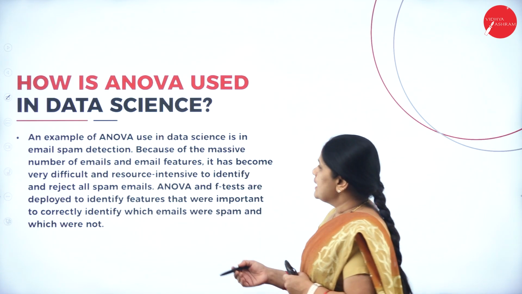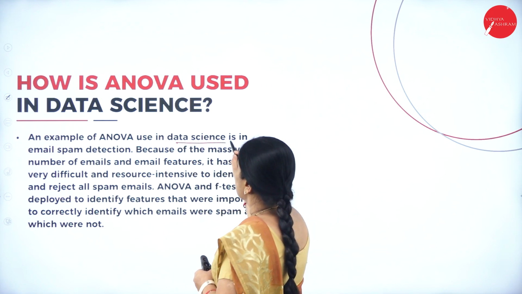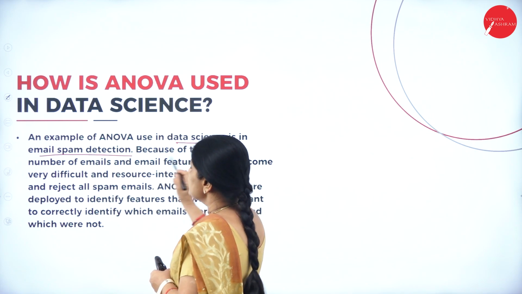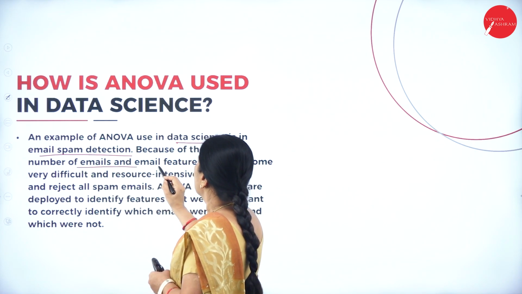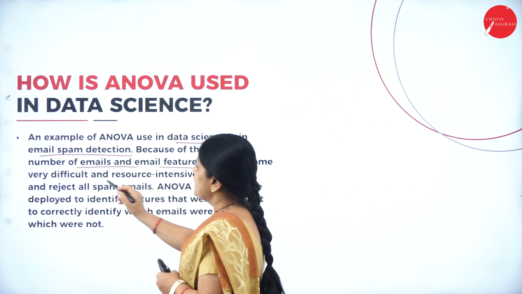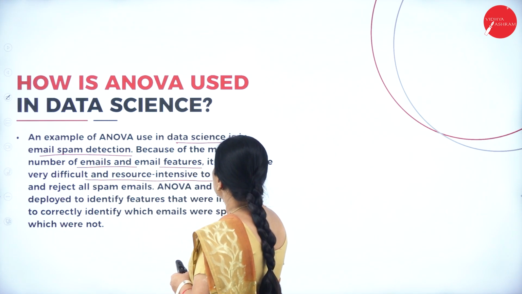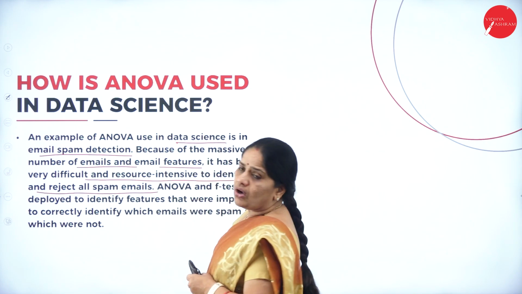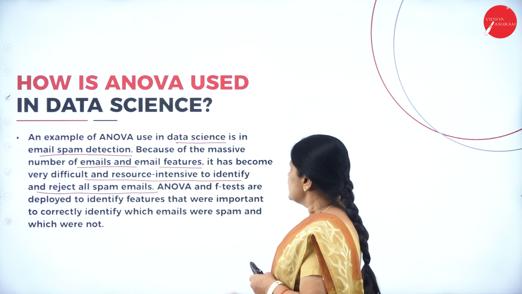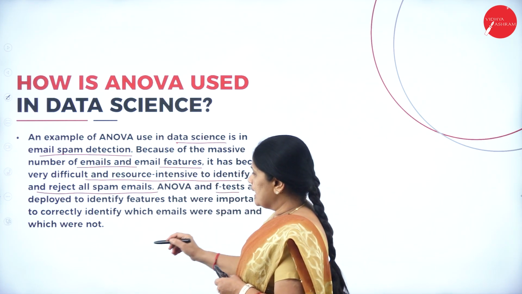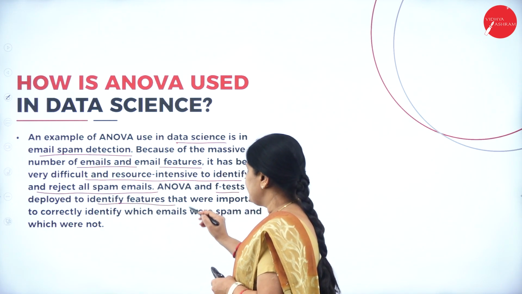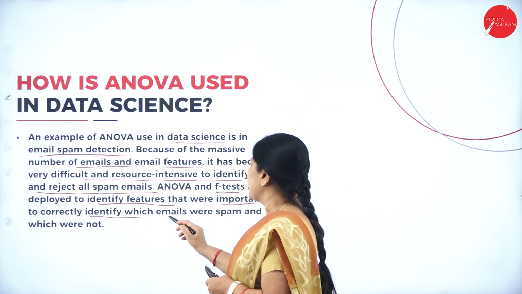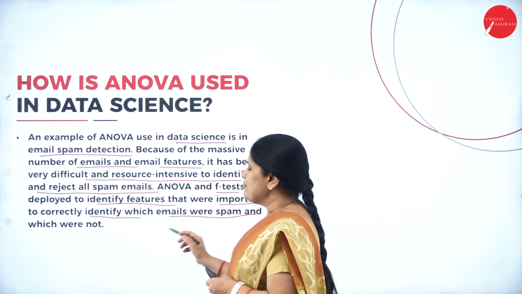Then, an example of ANOVA use in data science is in email spam detection. Because of the massive number of emails and the email features, it has become very difficult and resource intensive to identify and reject all spam emails. So, ANOVA and F-tests are deployed to identify features that were important to correctly identify which emails were spam and which were not.